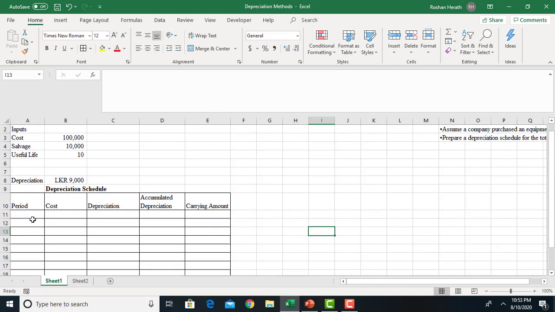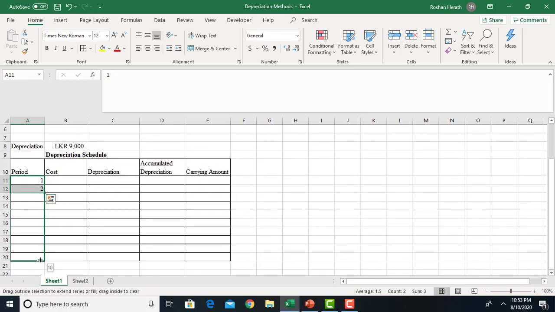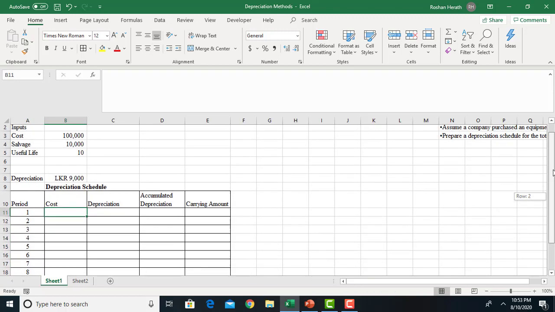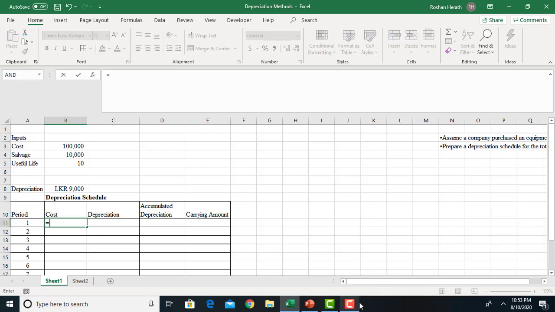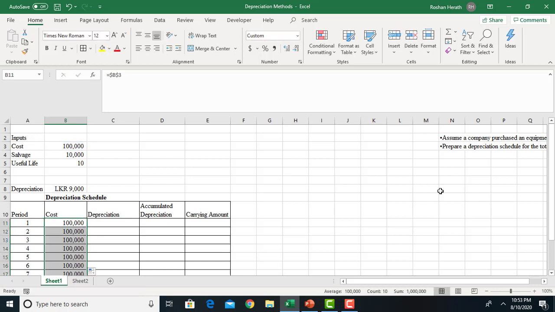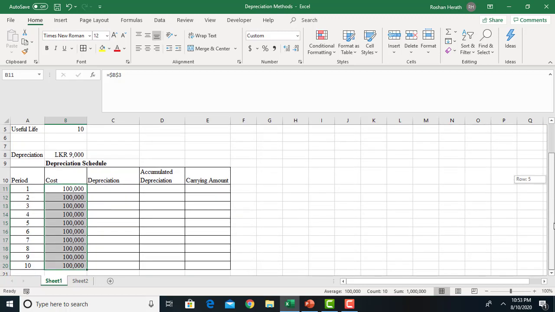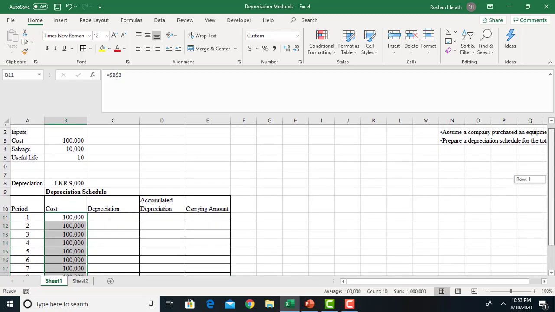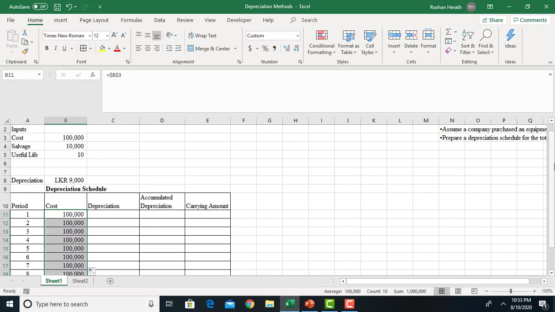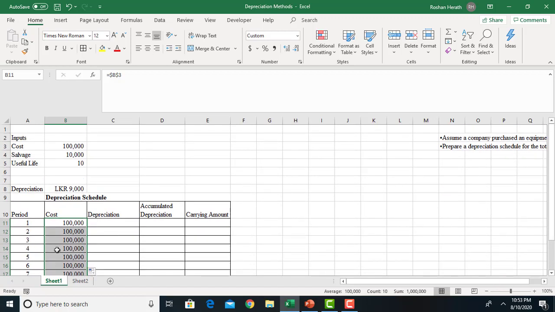So let's get the period. The period goes from year 1 to 10. So you can take year 1 and 2, then you can simply drag this down up until year 10. Then you can identify the cost information. So here you can make a reference. It's 100,000. So make it constant. Then you can drag them down so it may remain constant throughout the period. The cost information is not going to be changed. So this is for a particular equipment item that we are constructing this.